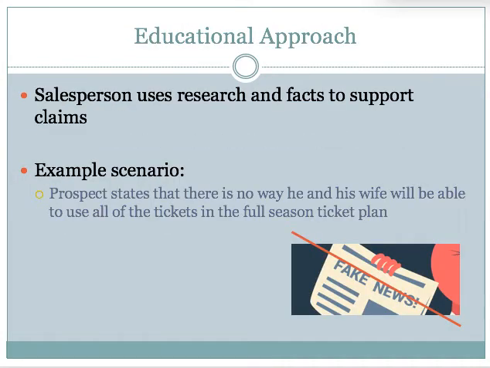All right, next approach here is called the educational approach. This one's pretty straightforward, right? The salesperson is going to use research and facts to support the claims that they're making. And if you remember, back to one of our very early discussions, I said it's really important that a salesperson understand their menu of options, right? And all of the information surrounding that, because when they're having these conversations with a prospect, they need to be the expert. They need to be able to answer any questions that come up throughout the conversation, but especially during this overcoming objections phase, right? So here's an example scenario.